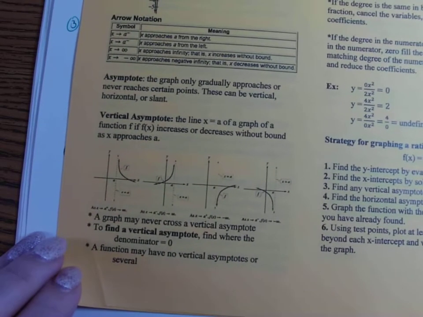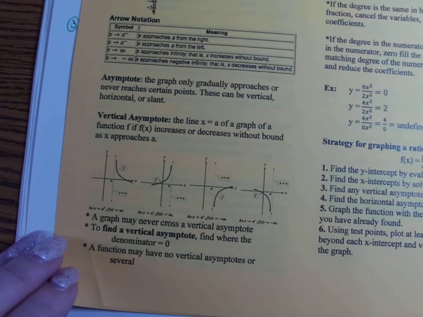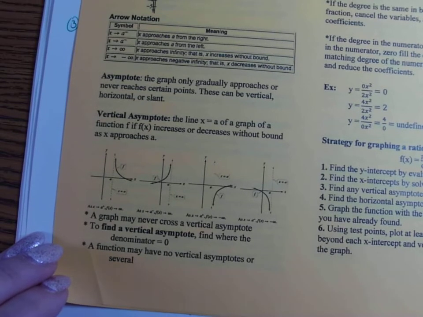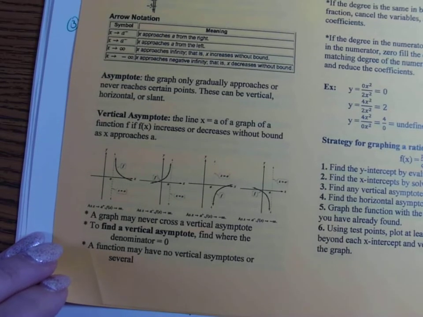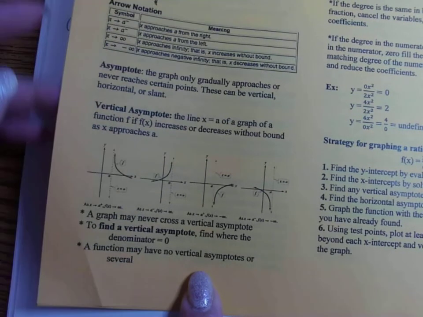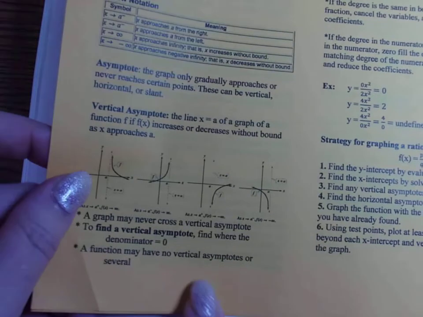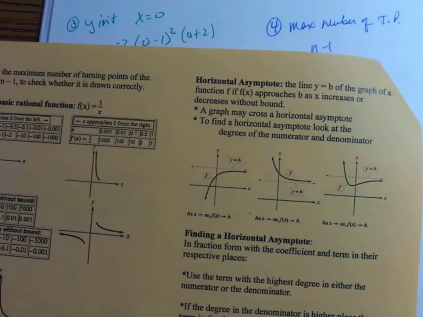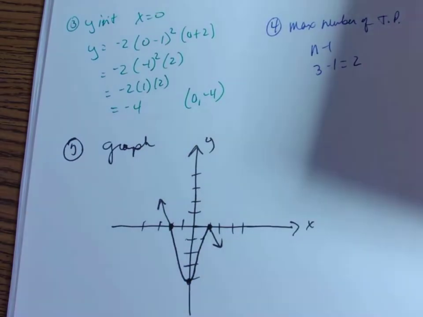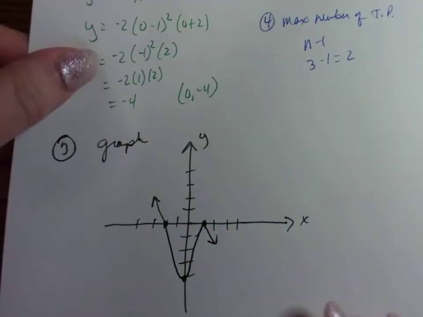A graph may never cross a vertical asymptote, and to find them, it's where the denominator equals 0. This is basically what we've done before of finding the domain and worrying about dividing by 0. A function may have no vertical asymptotes, or it can have several of them. We also will learn about some horizontal asymptotes, but let's look at the verticals first.